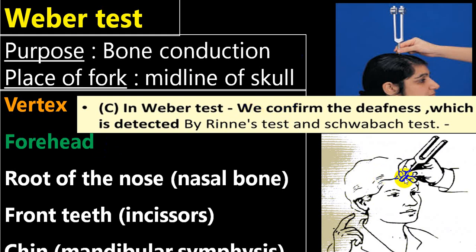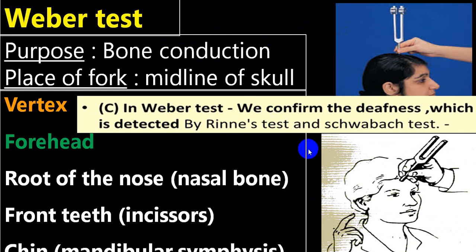So by and large, it is put on a forehead or on a vertex. Either you put on the vertex or on the forehead. And to make it more sensitive, you can close the external auditory canal. In Weber test, we confirm the deafness which is detected by Rinne's test or Schwabach's test. So Weber test is to confirm the bone conduction. So it is put in the center part of the skull, either on the vertex or on the forehead.